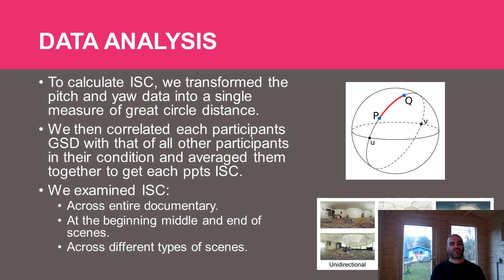When we were looking at intersubject correlation, we examined them both across the entire documentary, comparing the headset versus the tablet condition, but we also looked at a couple of other things. So we took the beginning, middle, and ends of each scene and looked at differences between those, and we also categorized our scenes into either unidirectional, in which there was one fixed point, panoramic, in which there was none, or intermediate, where there might be a couple of different fixed points you could look at, and saw how ISC differed between scenes in those different categories.